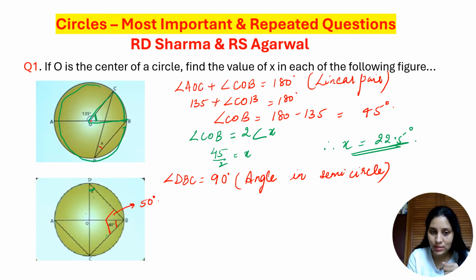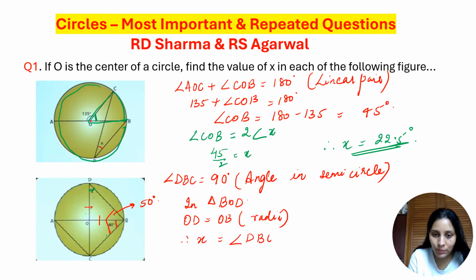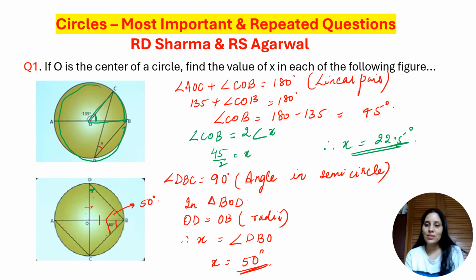This is 50 degrees. Now if I consider triangle BOD, I know that OD and OB are equal, because both of them are radii. So if the sides are equal, their opposite angles will be equal. Therefore x will be equal to angle DBO. So x is equal to DBO, which is 50 degrees. So the value of x is 50 degrees. I hope this is clear.